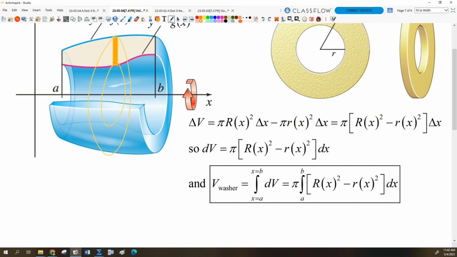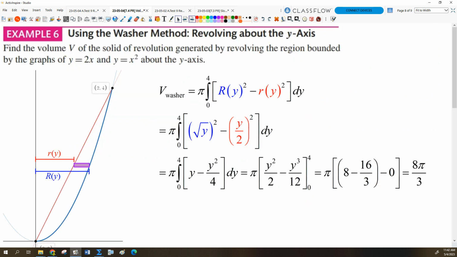Okay, so here's an example. What about one like this? These are about the y-axis. That's fine, we can do washers about the y-axis. If we take this area that's defined by y equals 2x, the red line, and y equals x squared, the blue parabola, that's enclosed by that, and we want to revolve it around the y-axis, then we're going to be making horizontal slices.